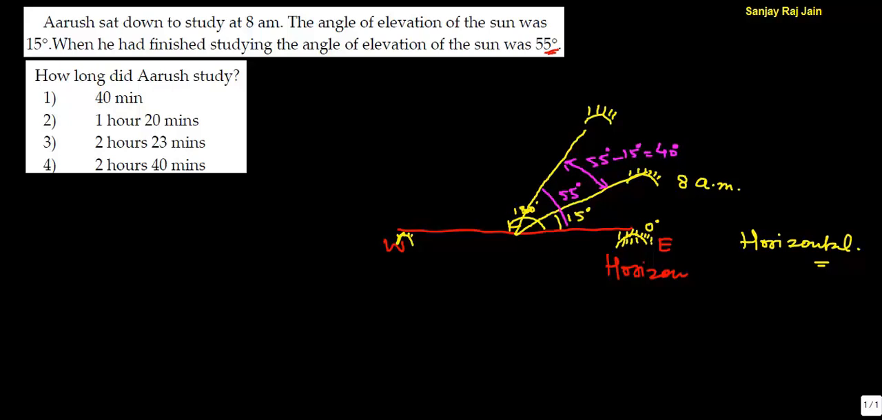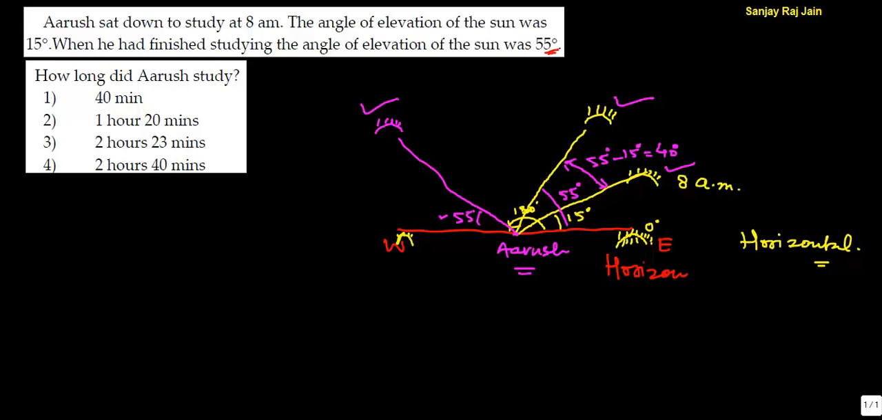And let me tell you, there is one more position where the angle of elevation will be 55 degrees, when the sun comes here. Again it will make 55 degrees of angle of elevation with our observer. Aarush is sitting here. So there will be two positions, one here and again at this time when the angle of elevation will be 55 degrees.